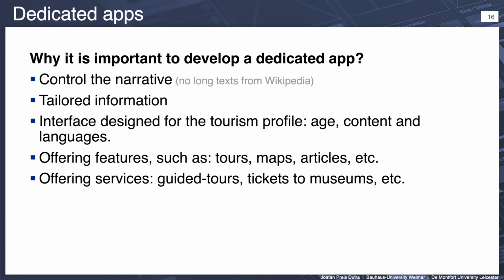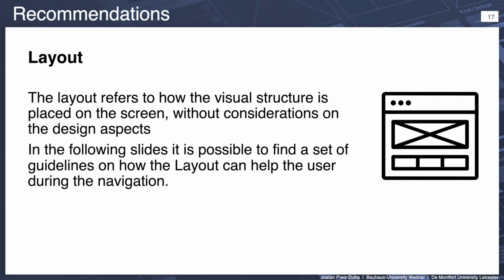So let's say take into consideration age, content and languages, and also offering more tailored features such as tours or customized maps, articles, or even services such as a guided tour, tickets to museums. There's a lot of ways you can add information in your official app for your cultural heritage place. From the categories, the first one is about the layout, and here it is not about the cosmetics, but about the structure. So what kind of elements you should consider when implementing your design.